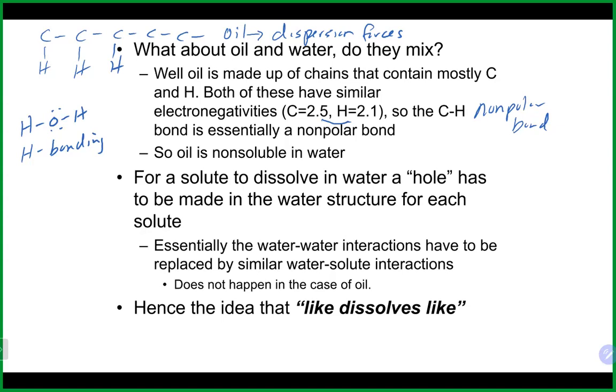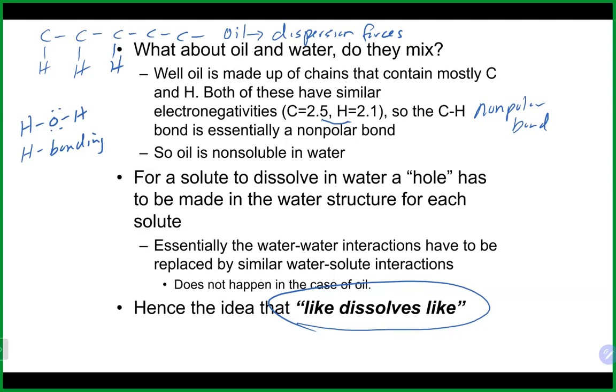So that brings up a really important idea in terms of solubility and why things are soluble in each other or not soluble in each other. And that's the idea of like dissolves like. The idea of like dissolves like is things with very similar interactions with other molecules. If they can interact with other molecules the exact same way that they interact with themselves, they're going to be soluble in each other. If they come across another molecule that uses some other way of interacting that they do not use, they're going to be insoluble in each other.